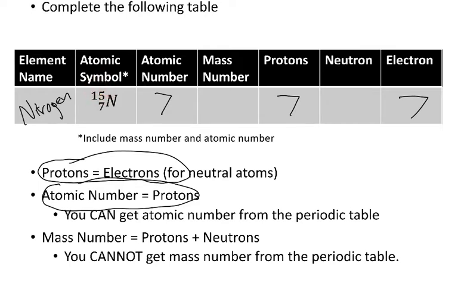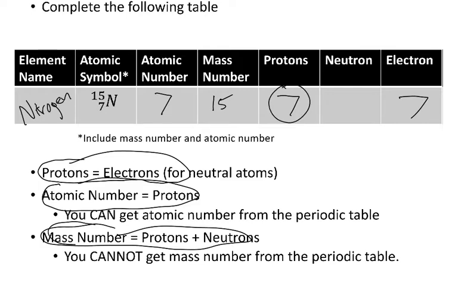And if you look at the periodic table, you'd see that the number underneath the N is probably something like 14.01, right? And clearly that's different than 15. So this mass number has to come from some other source of information. We can't get it from the periodic table. In this case, I gave it to you in the atomic symbol. So the mass number is 15. And then finally, for the number of neutrons, we know that the mass number is the number of protons and neutrons. If I know that I have 7 protons, then I can use this equation: 15 minus the 7 protons will give me 8 neutrons.